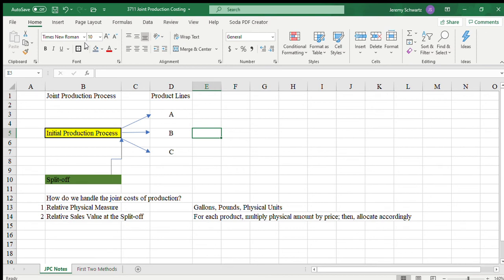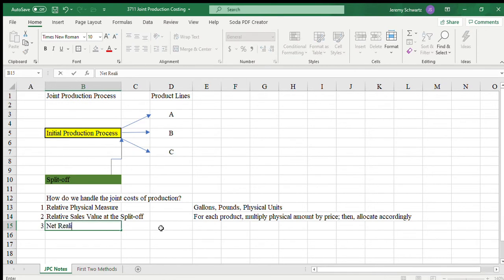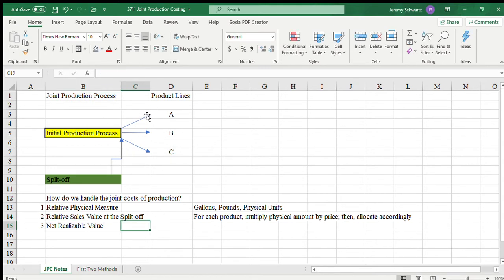Now, of course, the first two methods deal with the product lines, the allocation at the split off. But we have a third method that will look at what's known as the net realizable value. So while it may be informative to see where things were from the initial production process, what we need to do is figure out, well, what are the ultimate goods that result from this production process.